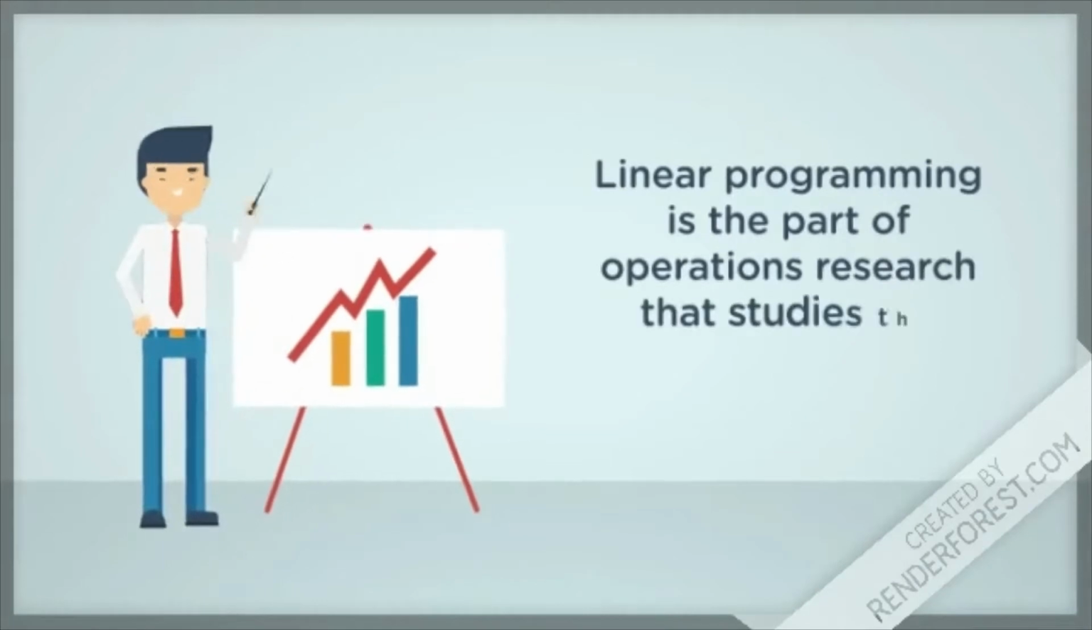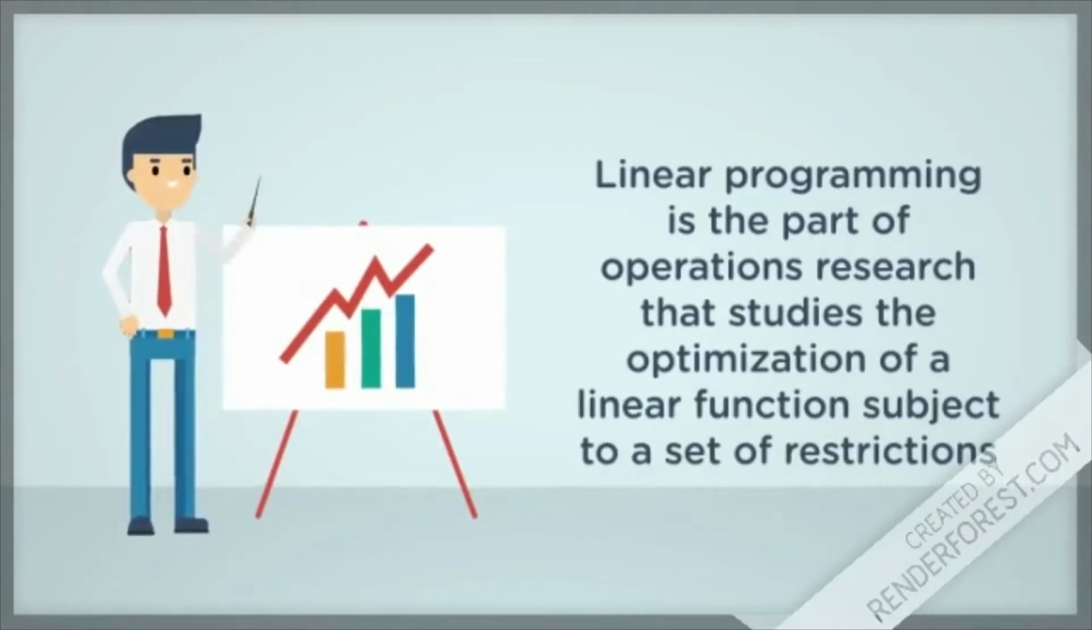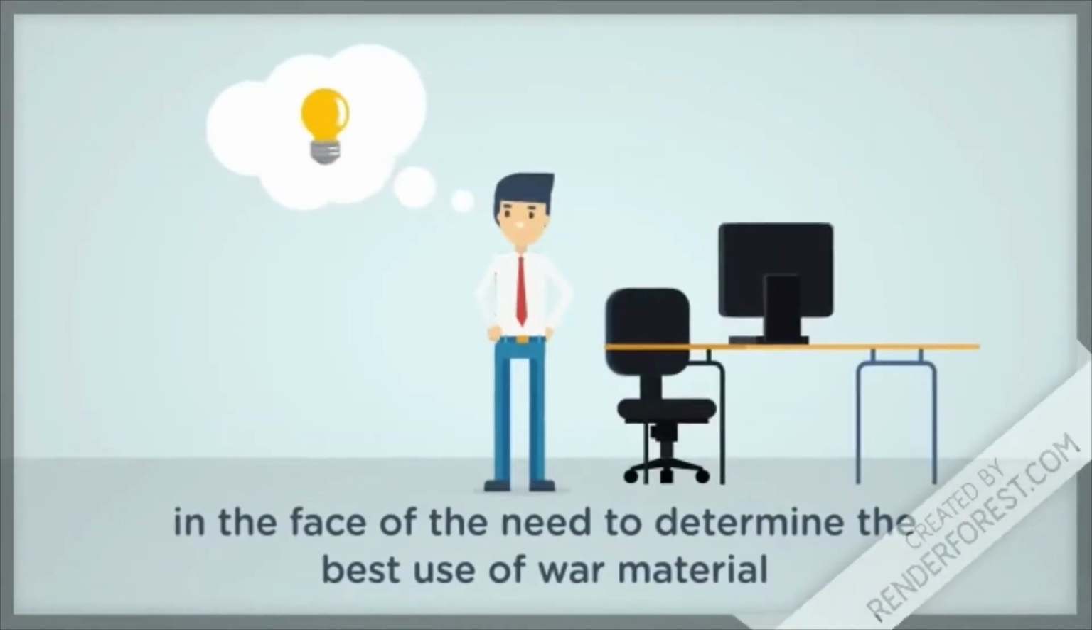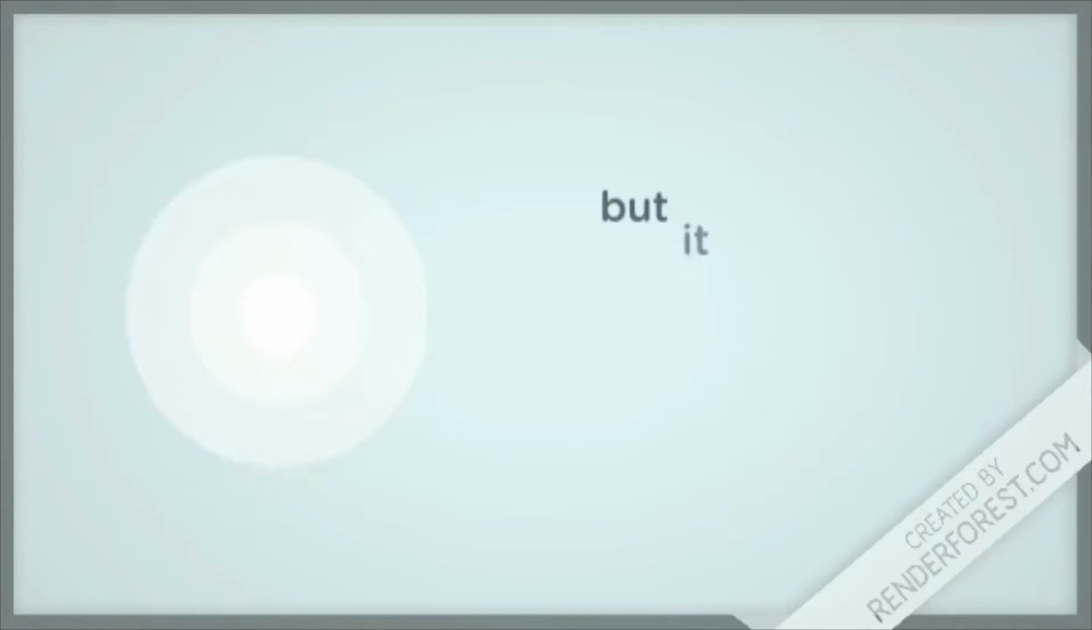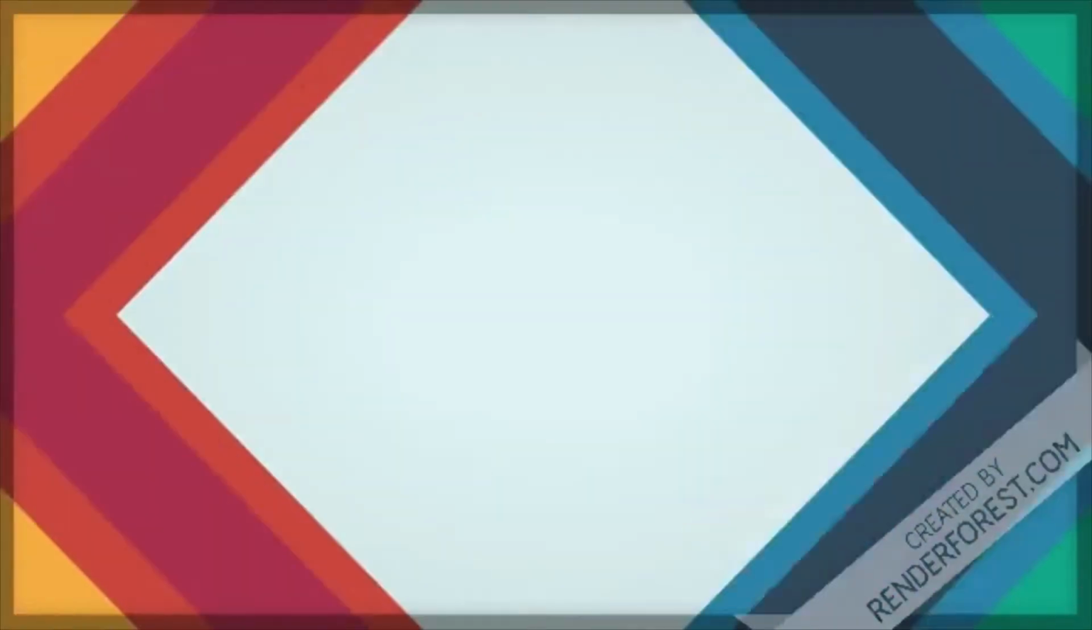Linear programming is the part of operations research that studies the optimization of a linear function subject to a set of restrictions. Also, operations research is a discipline that arose during World War II in England in the face of the need to determine the best use of war material. But it is not until the Second Industrial Revolution that it begins to be part of the branch of administration.